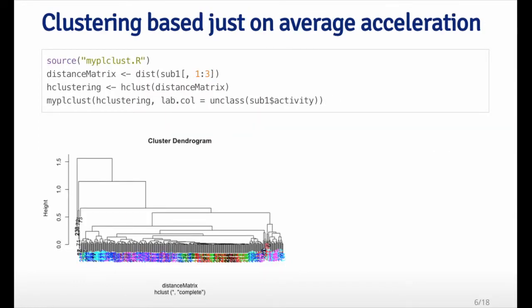We can try to cluster the data just on the average acceleration. I've taken just the first 3 columns of this matrix, and I calculated a distance matrix using the dist function, and I'm using a Euclidean distance, just as the default.